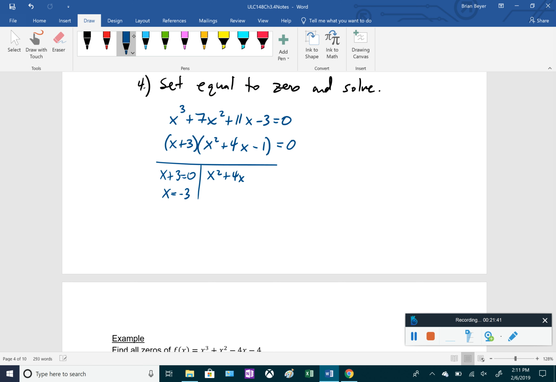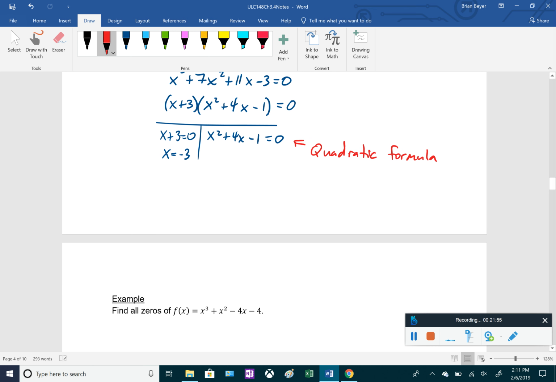And then we set this one equal to 0. So we're actually going to need the quadratic formula. I'm going to cheat a little bit and I'm not going to write it out. So quadratic formula, I'll write down the formula just in case you forgot it. Hopefully you didn't forget it. x equals negative b plus or minus square root b squared minus 4ac all over 2 times a. So plug everything in and simplify.